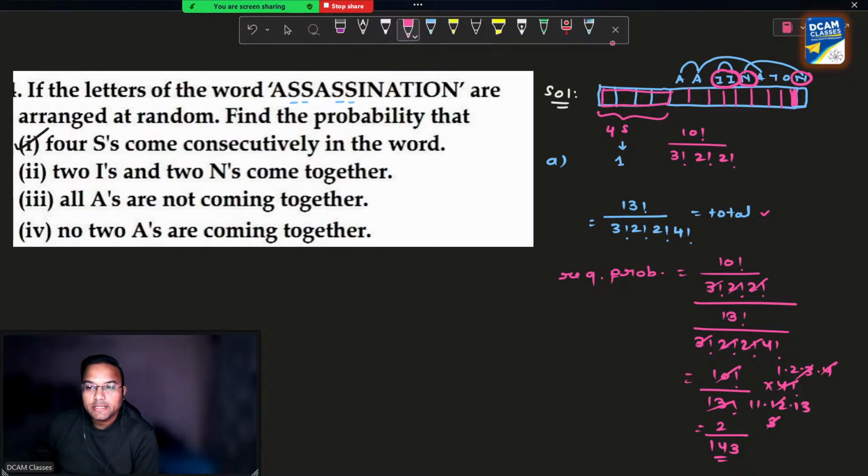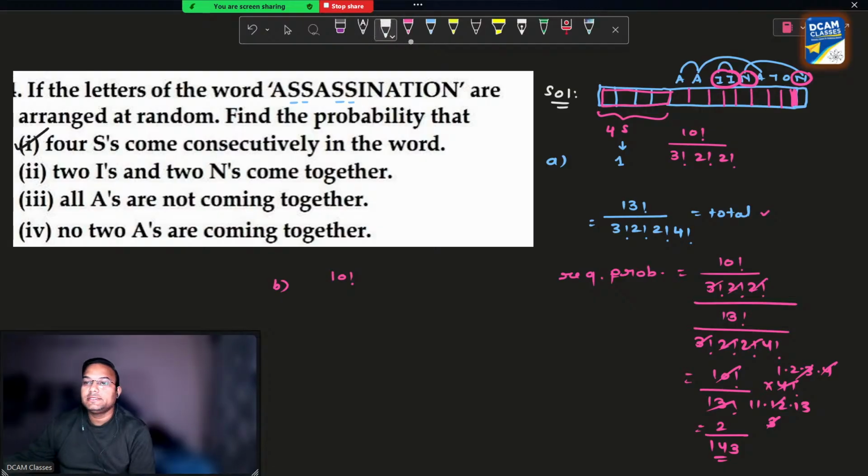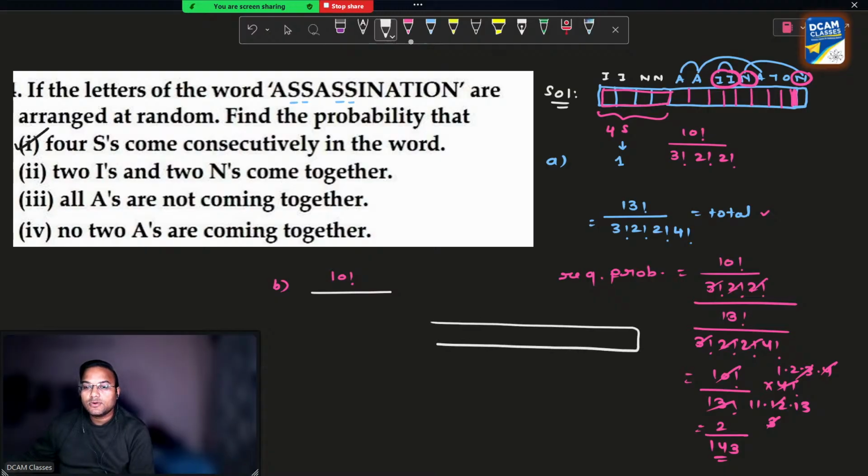The required case in this case will be 10 factorial because these cases are same. The only difference is here 2 i's are there and 2 n's are there, and then 4s and all are there. So required case will be 10 factorial. Now after this with 10 factorial, if you want me to draw, I'll draw like this.